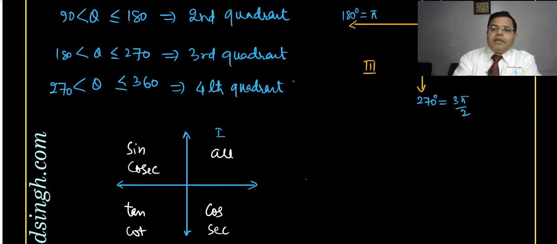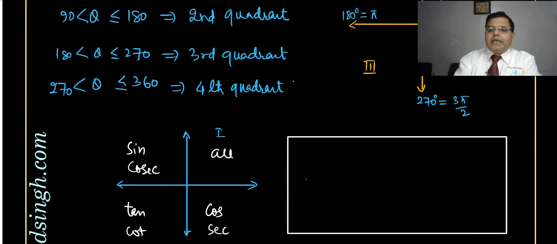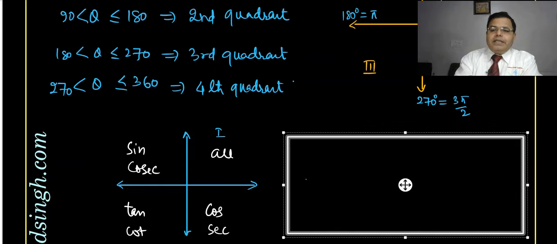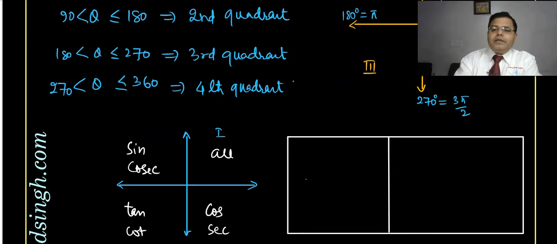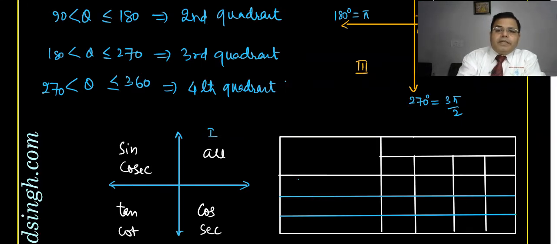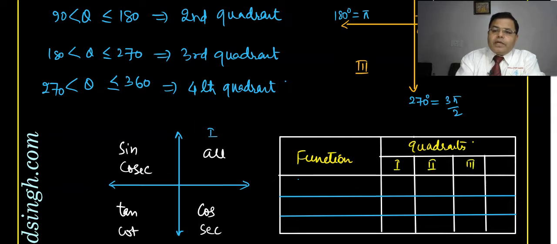Remember this. You can understand it like this: there are six trigonometric functions, right? And they are positive or negative in the first, second, third, and fourth quadrants. So here we can write sine and cosec, and then the quadrants. We can draw a table regarding this. Let me pause this video and draw the table. Now the table is ready and we can fill it up. These are the trigonometric functions, and here are the quadrants: first quadrant, second quadrant, third quadrant, and fourth quadrant.